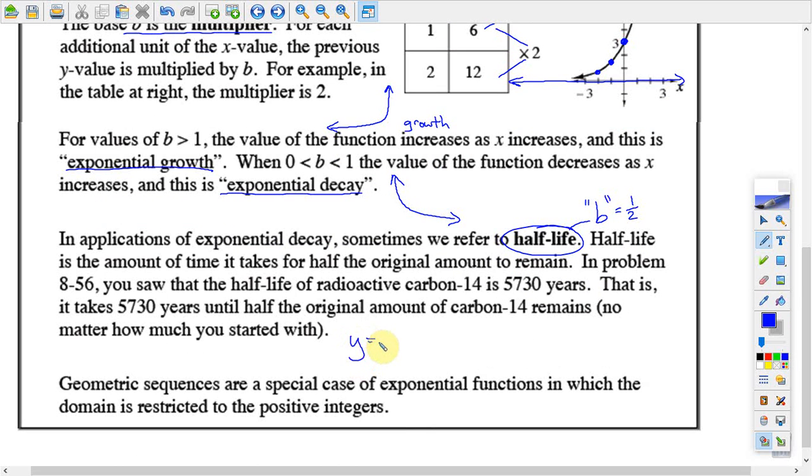So if we had some problem where we started with 20 grams of C14, we would have a multiplier of 1/2, and we would think about, I'm going to put a little lambda there, that's the half-life, how many half-lives we've gone through in order to get some amount of carbon. Maybe I'll change that to x just to stick with what we're used to. So x in this case is the number of half-lives.